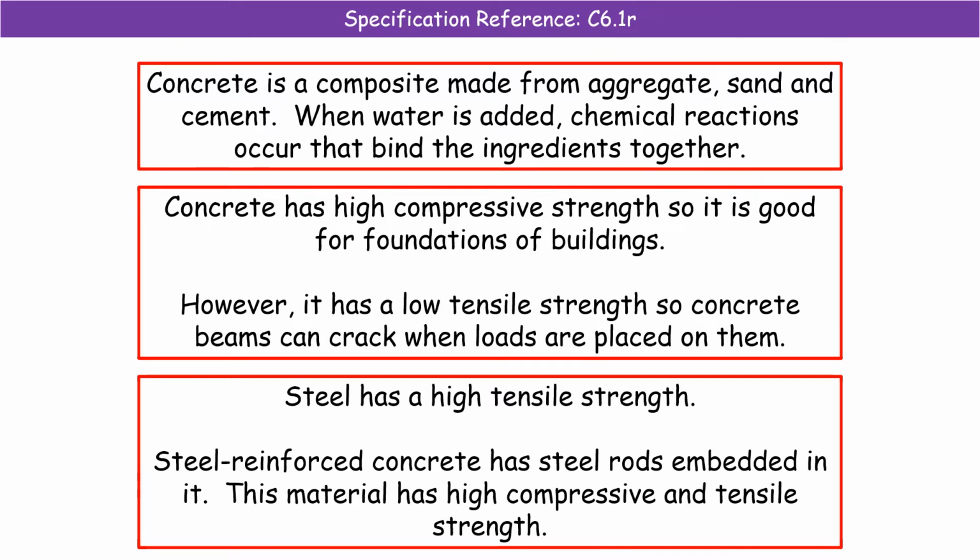Therefore, what we do is we tend to use steel reinforced concrete. That's our composite material. We're actually going to embed steel rods in the concrete itself, and that means we get the best of both worlds. We get the high compressive strength of the concrete and the high tensile strength of the steel. So that means we've now got a very useful building material in a steel reinforced concrete.